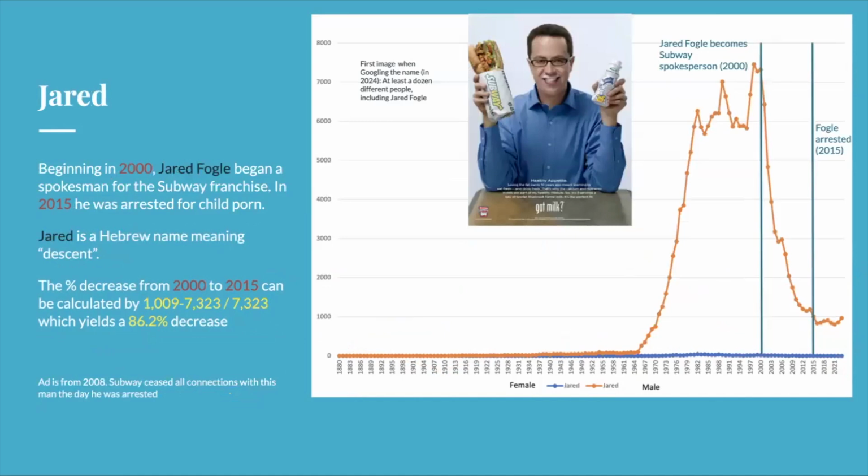All right, then the other name I looked up, I don't remember why I looked this up. This might have been in the Reddit thread, was Jared, because beginning in 2000, a man named Jared Fogle became a spokesman for the Subway franchise. And in 2015, he was arrested for child porn. So Jared is a Hebrew name meaning descent, and the percent decrease from 2000 to 2015 can be calculated to be an 86.2% decrease.